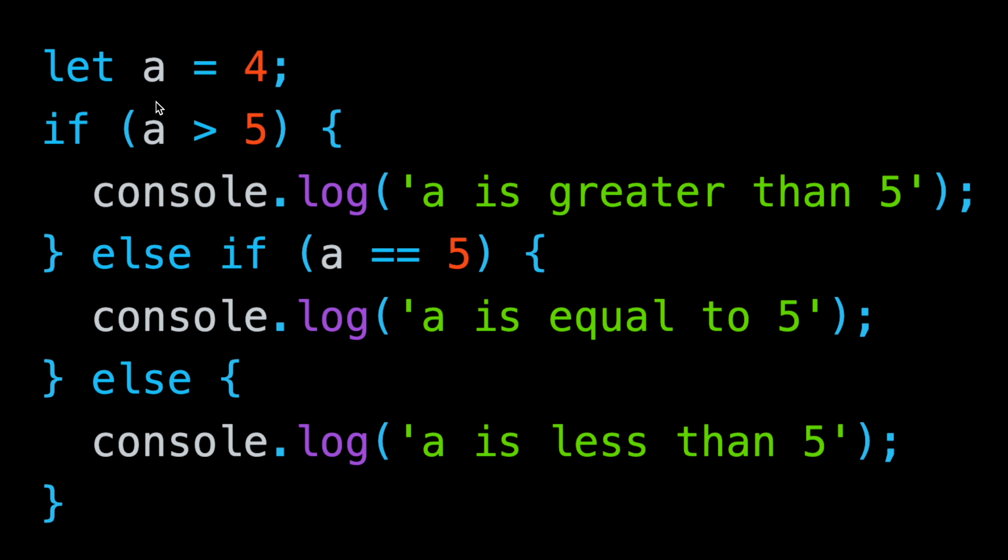order. First, we check if a is more than 5, and if that's true, we run this, and then we don't do anything else after that. If it's not true, we go to the else if. If a equals 5, then we run this line of code, and if that's not true, then we go to else. This is if nothing above is true, then we go to the else, and we run this. So in this case, since a equals 4, we'll console.log a is less than 5.